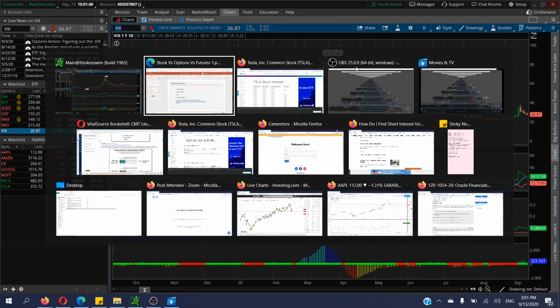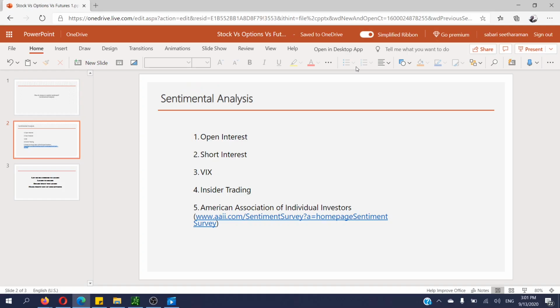Right? What is VIX? VIX is actually the volatility indicator for the S&P 500 index. Every stock has its own volatility, but the S&P 500's overall volatility is measured using VIX. Right? This is the third option. What is the fourth option?